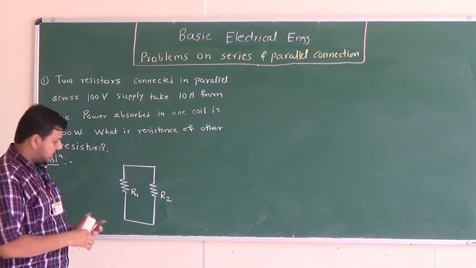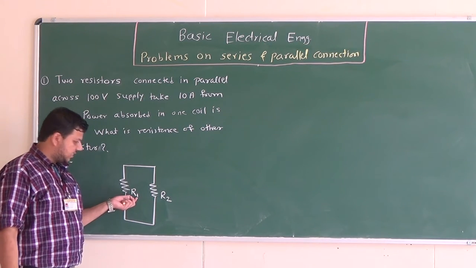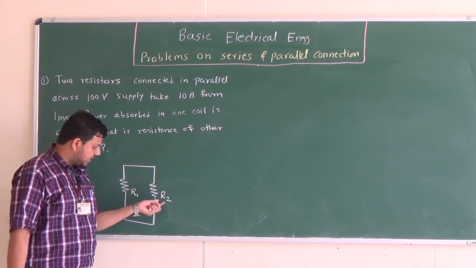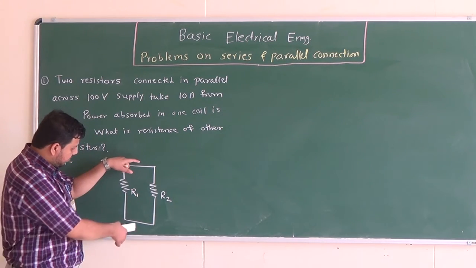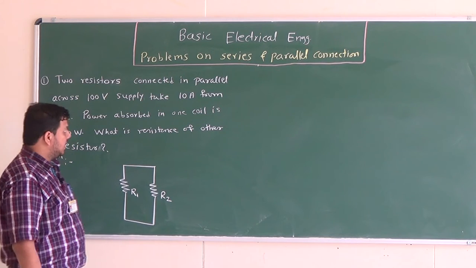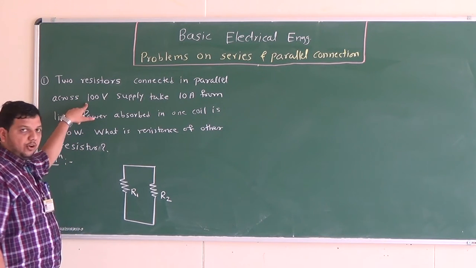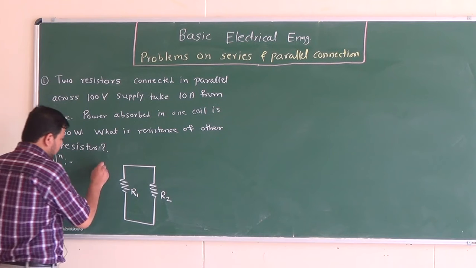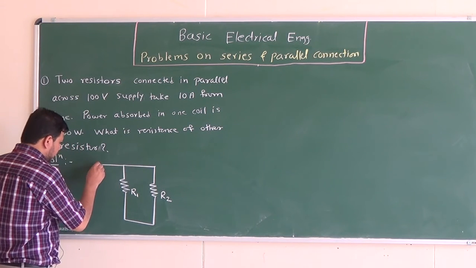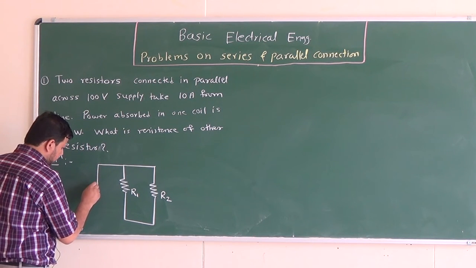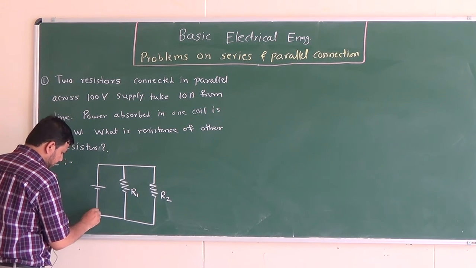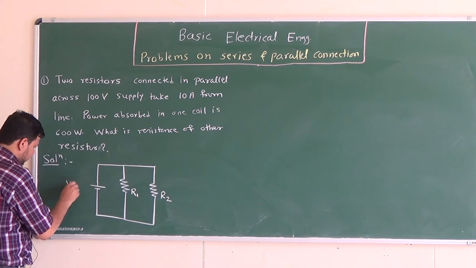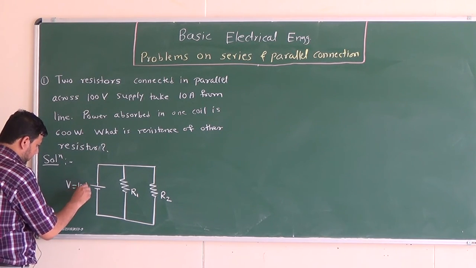Let us call the resistance of the first resistor R1, and the resistance of the second resistor R2. They are connected in parallel, meaning there are two common points, across a 100 volt supply. Across these resistors there is a supply voltage, V equal to 100 volt.